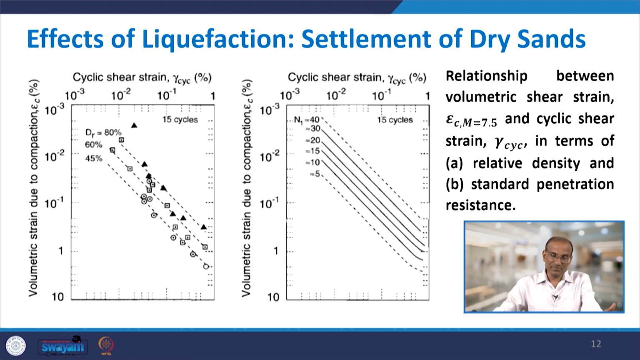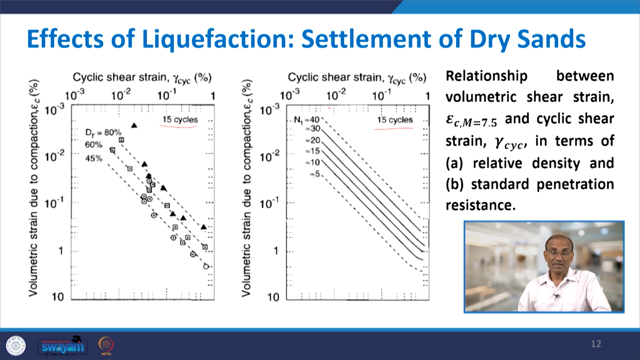What you have in figure A and B, the y axis is the same, volumetric strain due to compaction, and the x axis is also the same, cyclic shear strain. So in both figures the x and y axes are the same, but in part A there are 3 lines which correspond to different relative densities Dr, 45%, 60%, 80%, and this is for 15 cycles, this is also for 15 cycles. In figure B, instead of relative density, you have SPT N values, ranging from 5 to 40.